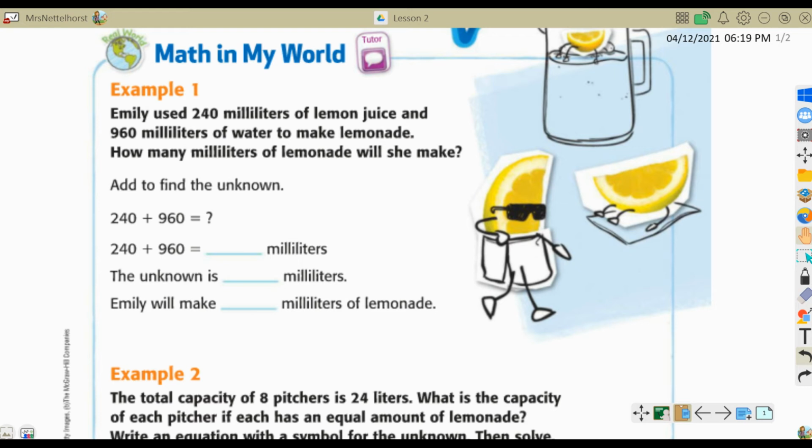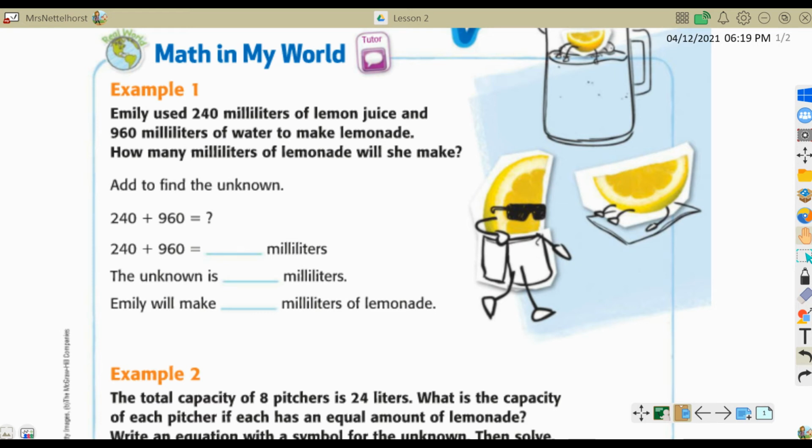So, Emily used some milliliters of lemon juice and some milliliters of water to make lemonade. How many? Oh, no question. Okay, so she needs lemon juice and she needs water to make lemonade. Now, you probably know from trying to make lemonade yourself that you've got to get those measurements right, or you are going to be puckered up for the rest of the day, or you're going to be like, was there any lemon in that water? So let's find out what the recipe is. Emily used 240 milliliters of lemon juice and 960 milliliters of water to make lemonade. Okay, that sounds a little bit more reasonable.